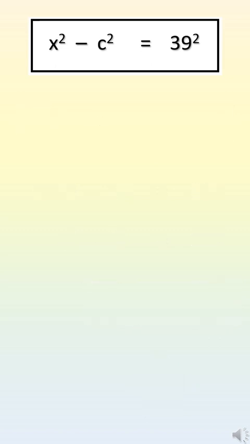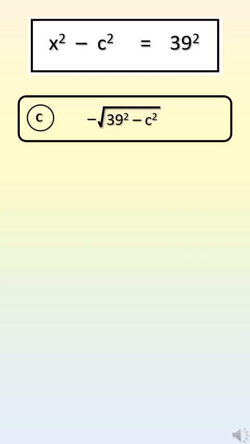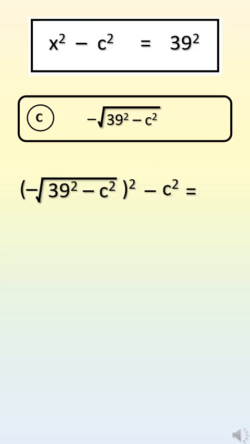Let's skip ahead to solution C. Solution C is minus square root of 39 squared minus c squared. Plug that into the equation. So we have open bracket, minus root 39 squared minus c squared, close bracket, all of that squared, minus c squared is 39 squared.